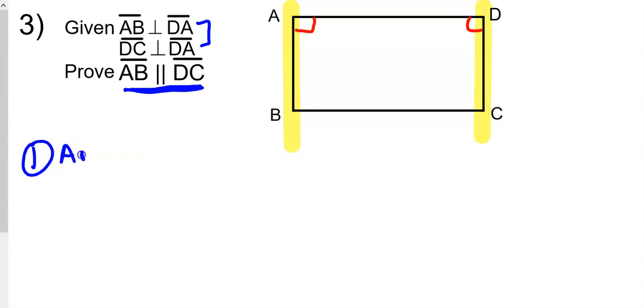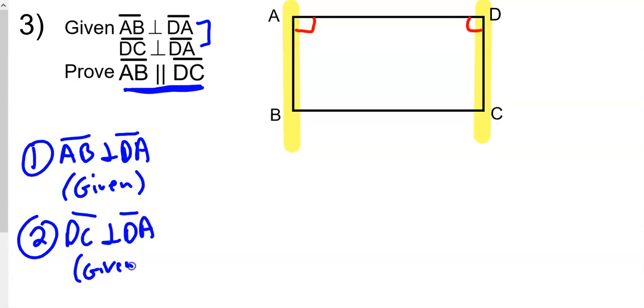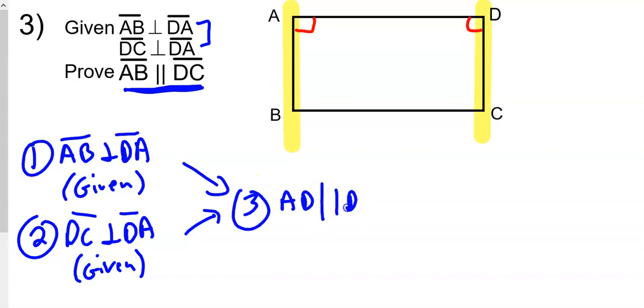So we have AB is perpendicular to DA. That is given. And then we also have DC is perpendicular to DA, given. Again, we could say that they're right angles. We could go that route, but again, we have that special property because of the perpendicular portion of it. We can go right into saying that AD is parallel to DC.